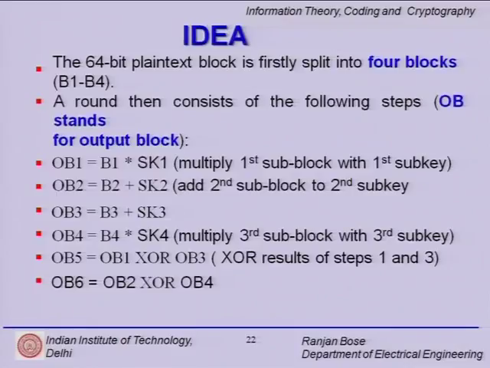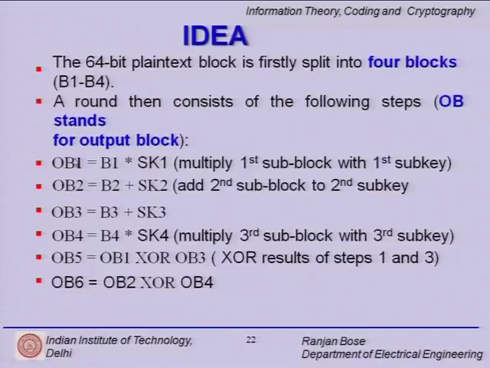So, what do we do with them? The 64-bit plain text block that we have to encode is first split into 4 blocks. Remember the key length was 128, which was used to generate subkeys, but the block length for the plain text is 64 bits. We first divide it into 4 16-bit blocks, B1 through B4, and then we have to somehow operate the keys on the blocks to get the output block.